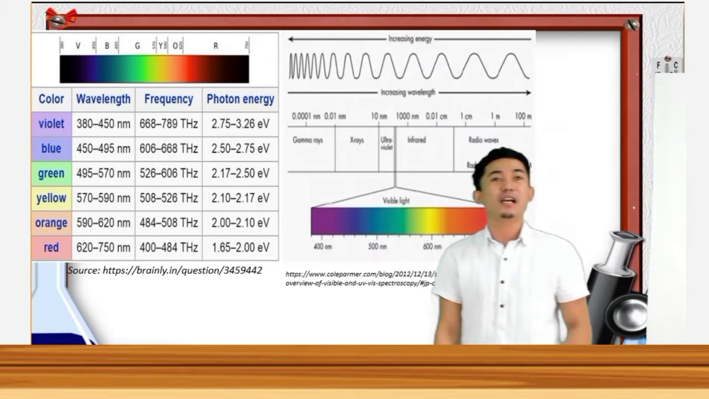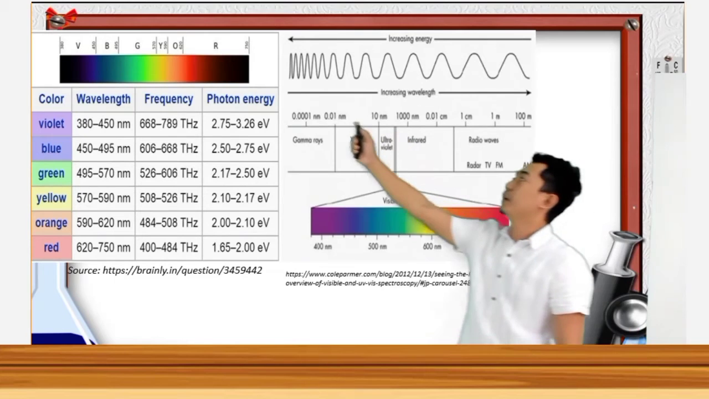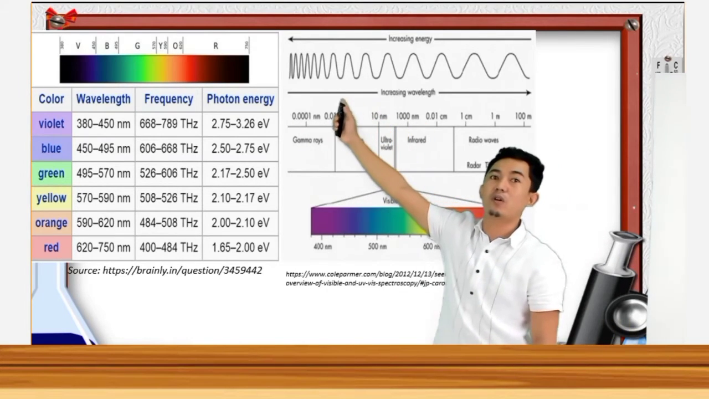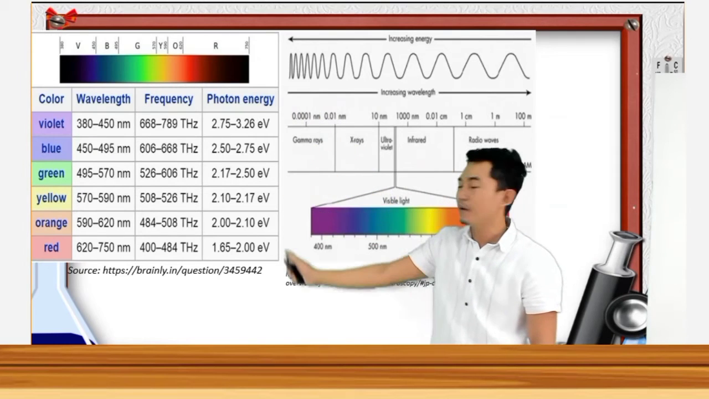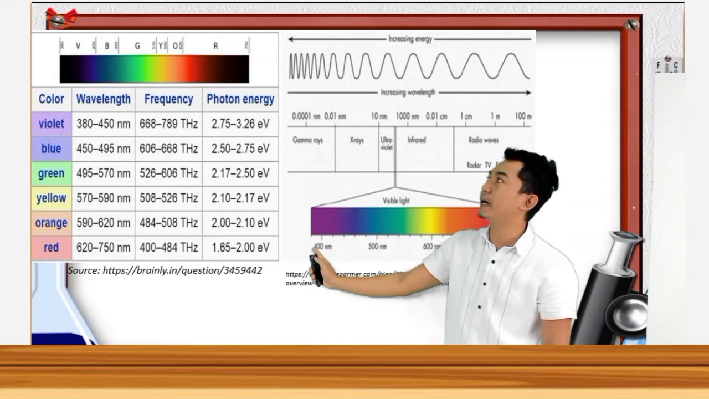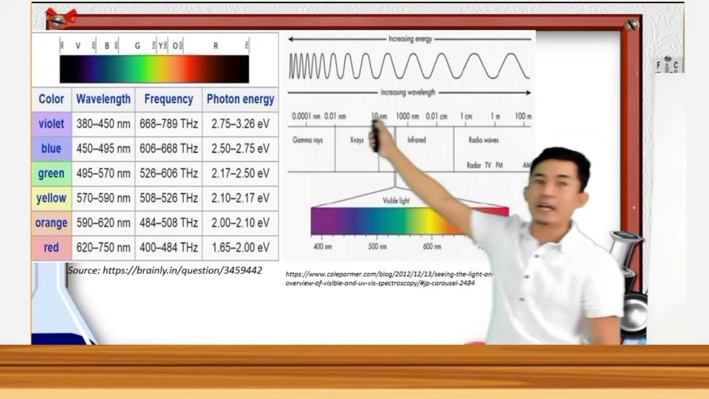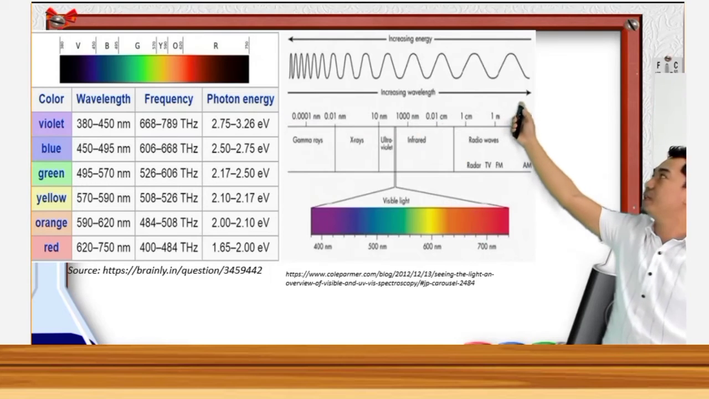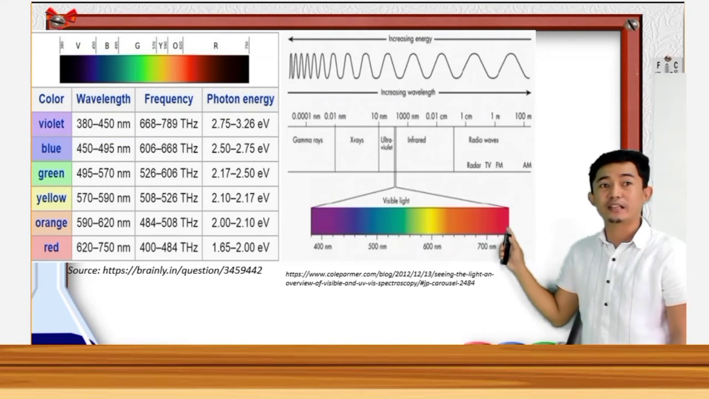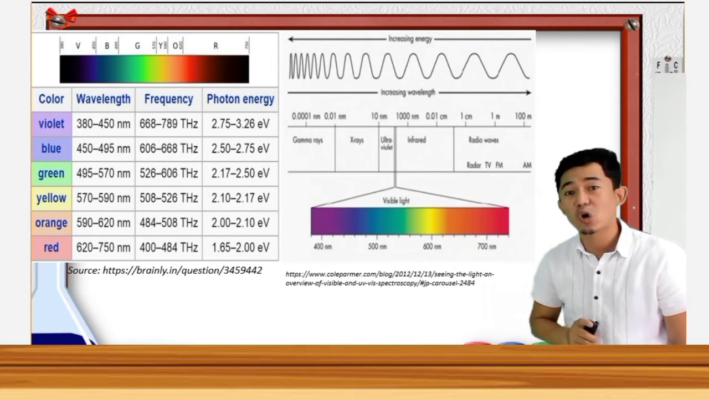Aside from this, I have here the range of electromagnetic waves. Those are the colors. From violet, the measure of the wavelength is this. How about in red? In red, the wavelength of this red color is this. So do not forget this, class, because we need to focus on the hierarchy of colors.